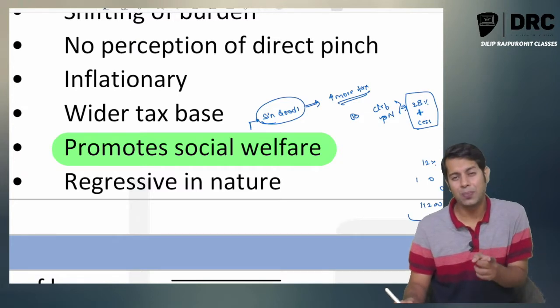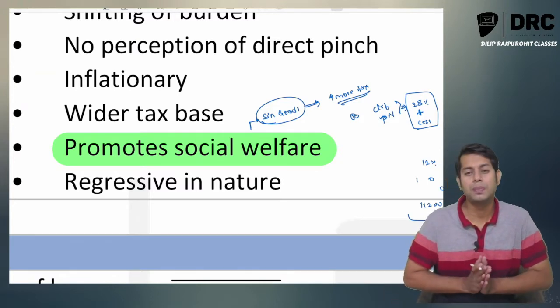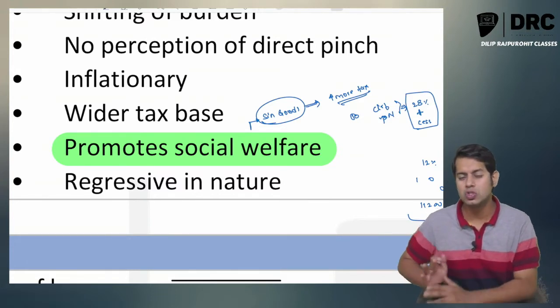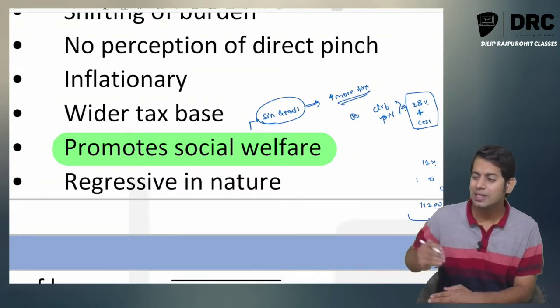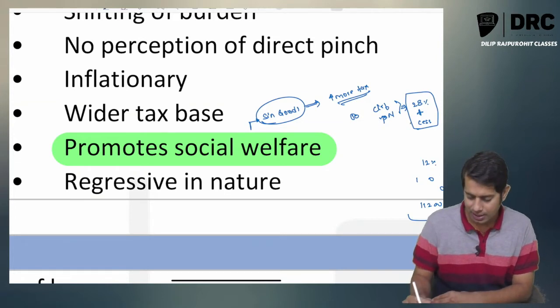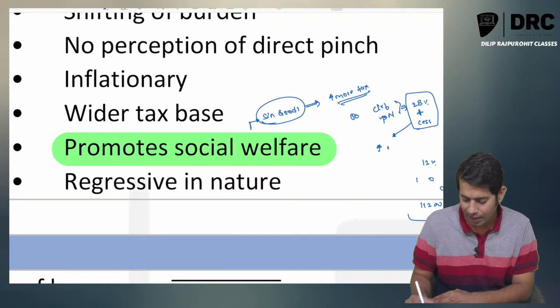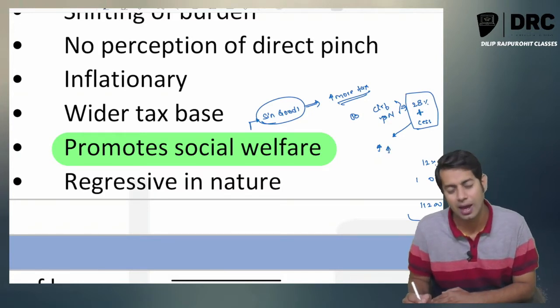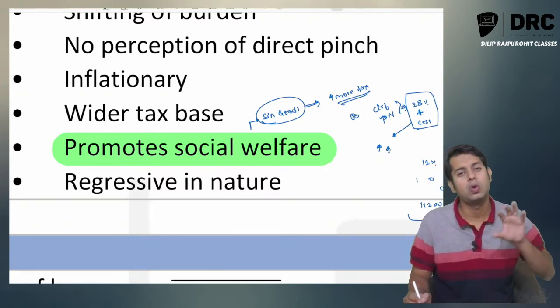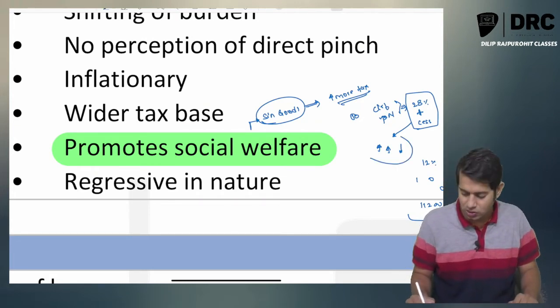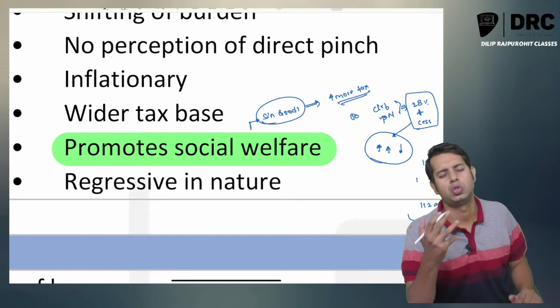So these are the products which the government wants people to consume less. How will they do it? By increasing the tax amount. They are going to tax this product at a higher rate. If they are taxing this product at a higher rate, the number of people who are going to purchase this product will also be less. So the government says, I am promoting social welfare.